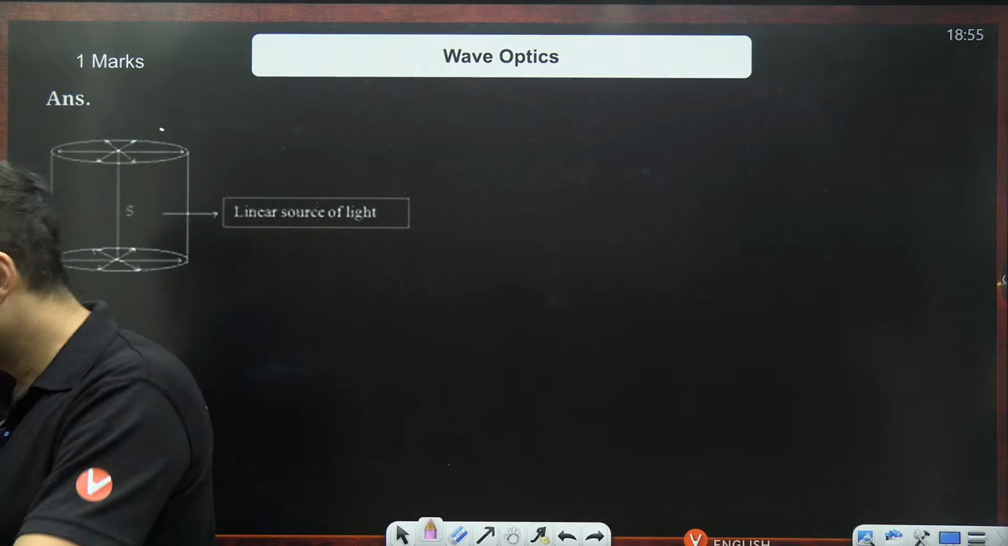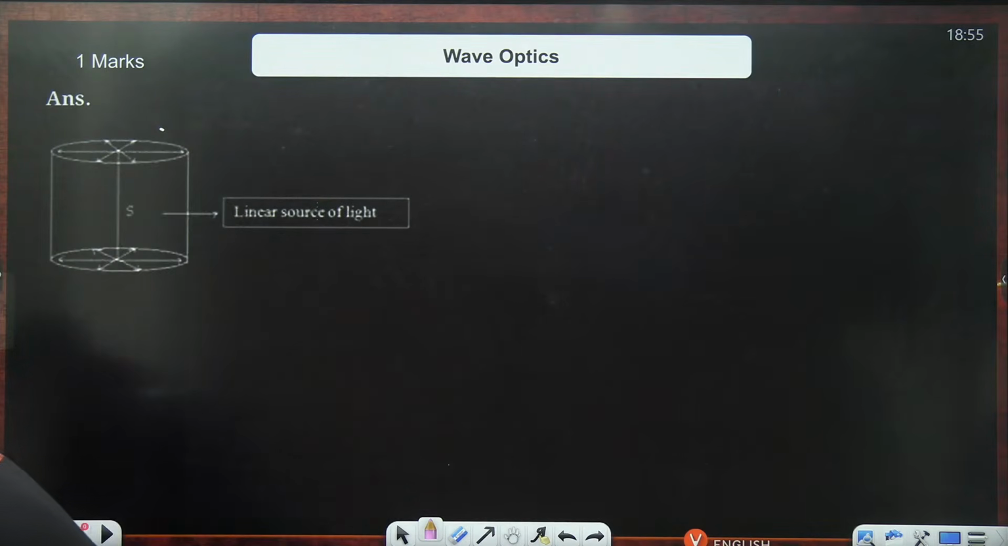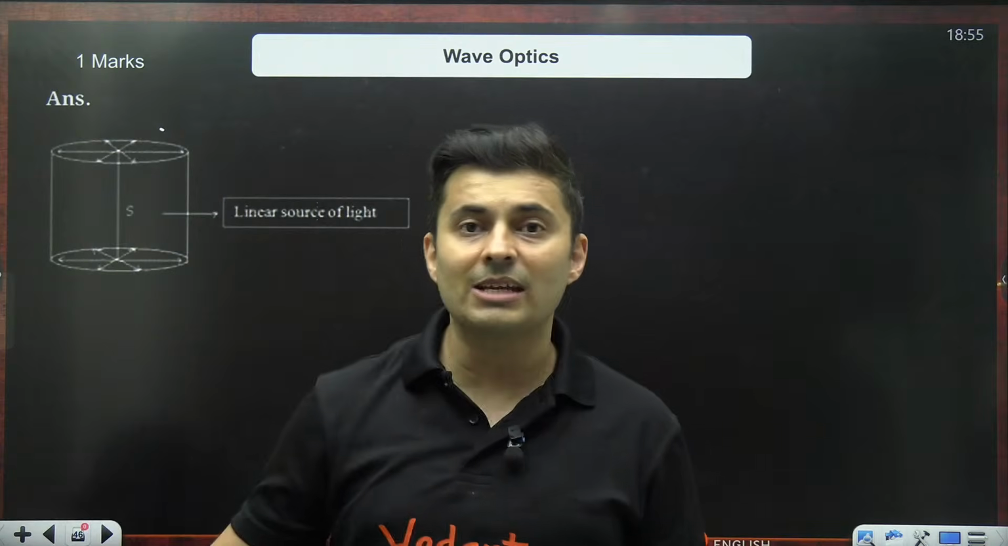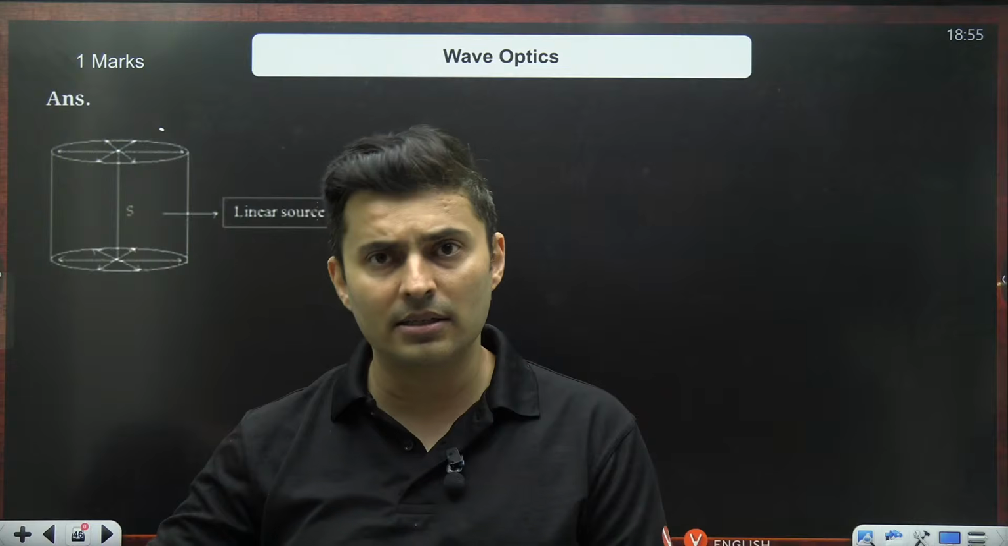Is that right? Okay. Sir, is the intensity of the central maxima the same as the source in Young's double slit? No, it is not the same for diffraction. That is the main difference between Young's double slit and single slit diffraction.